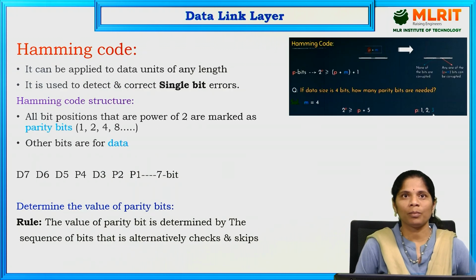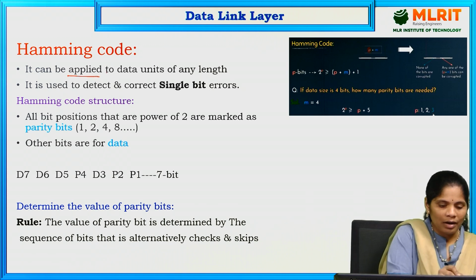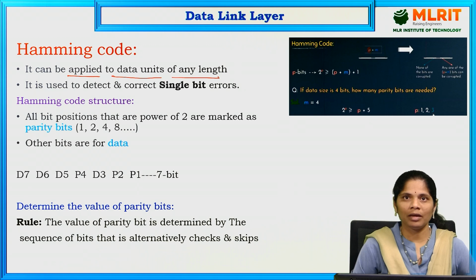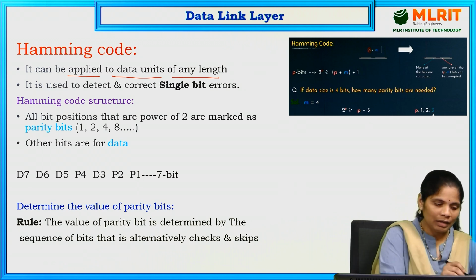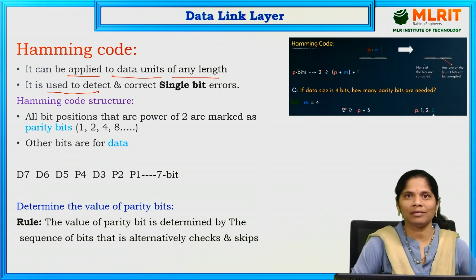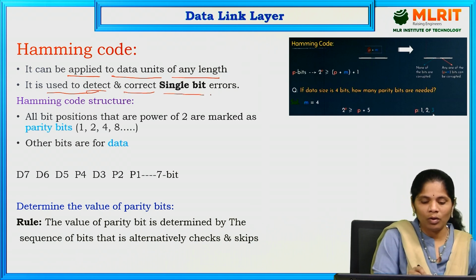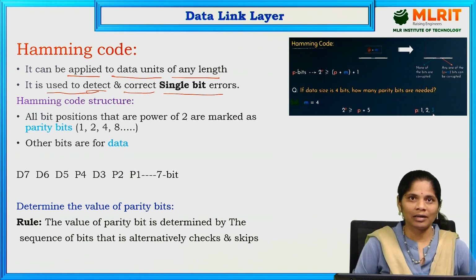Where do we apply Hamming code for correcting errors? First, it can be applied to data units of any length, meaning the data can be of any length. At the same time, it can be used to detect and correct single bit errors. It can detect errors, and it will correct only single bit errors. That is the Hamming code. So, how exactly does it detect and correct the errors?